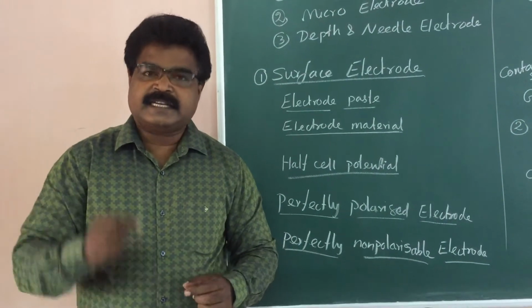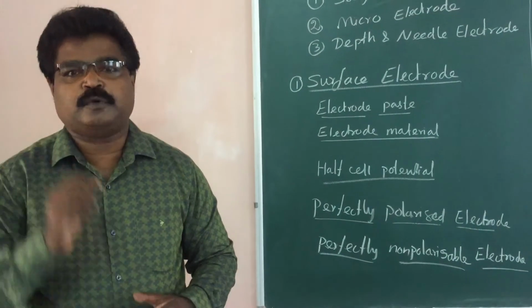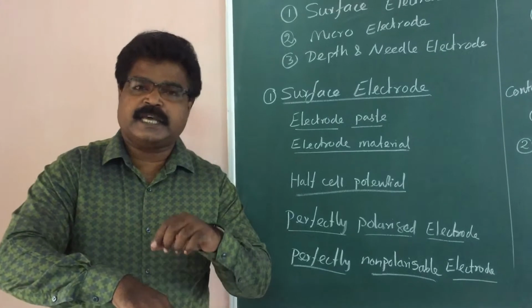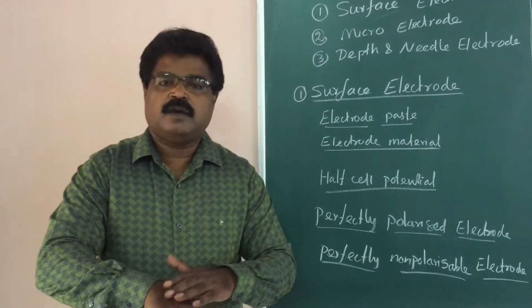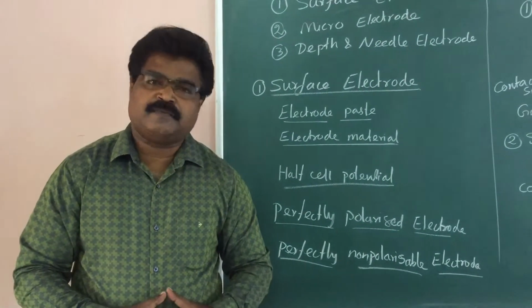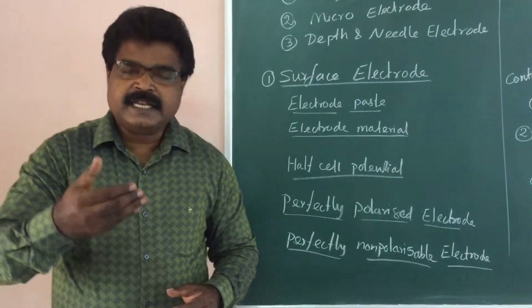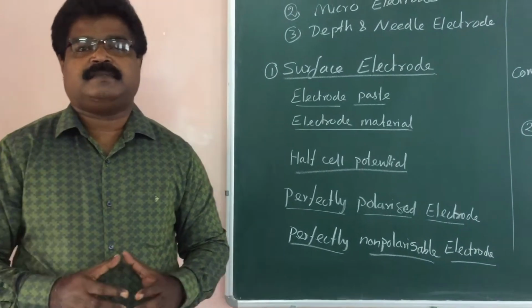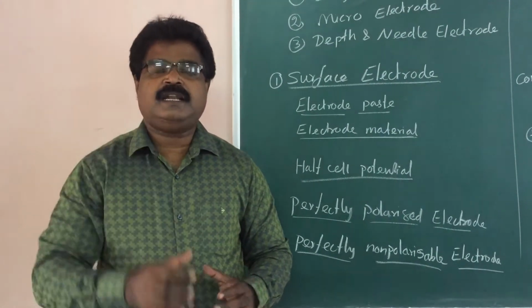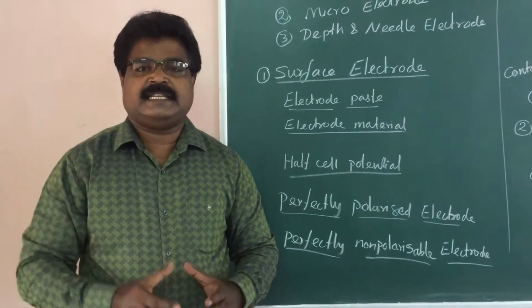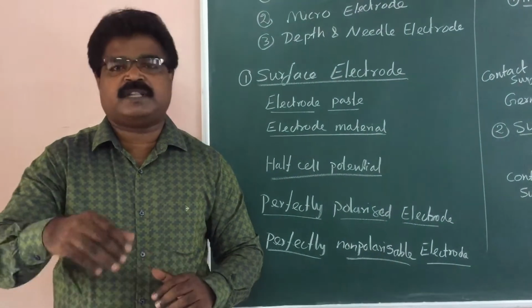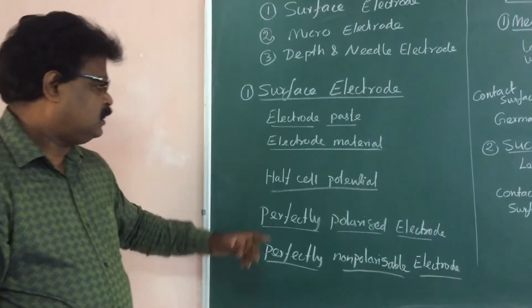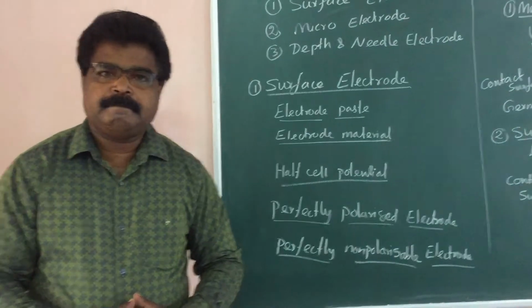The second thing is that dry skin is non-conductive. So you have to rub the skin, apply the electrode paste over that, and then place the surface electrode over it so that we get better contact, because dry skin is non-conductive to electrical charges. If you place electrode paste over the skin, the skin becomes conductive. Next is electrode material.